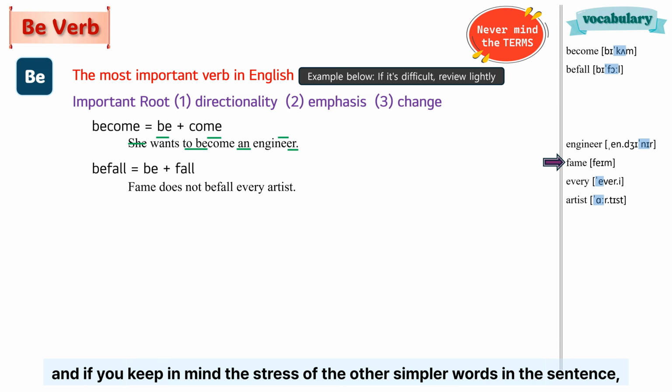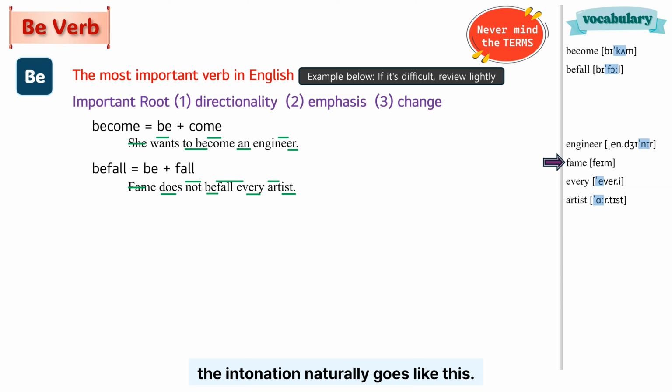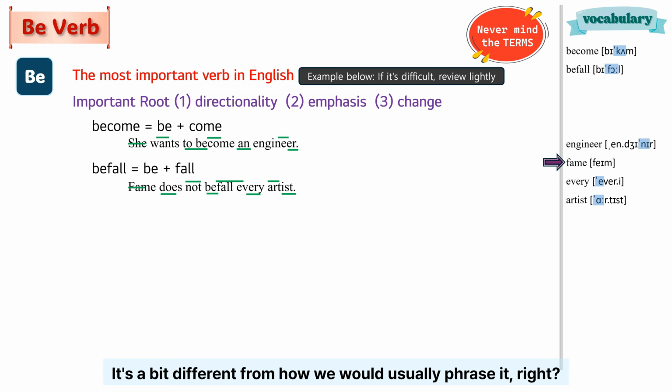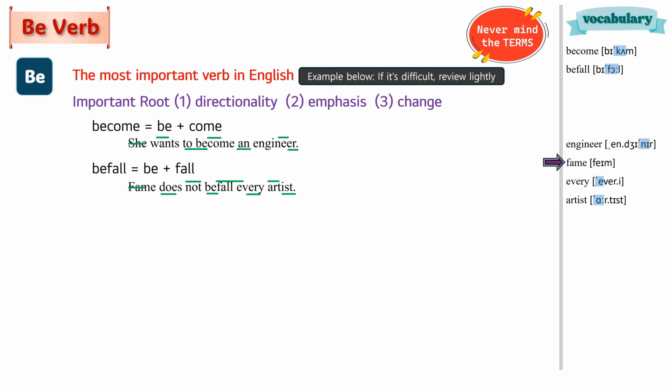And if you keep in mind the stress of the other, simpler words in the sentence, the intonation naturally goes like this. Here's the sentence. Fame not dropping to all artists. In other words, not every artist becomes famous. It's a bit different from how we would usually phrase it, right? Okay then, let's listen to it. Fame does not befall every artist.